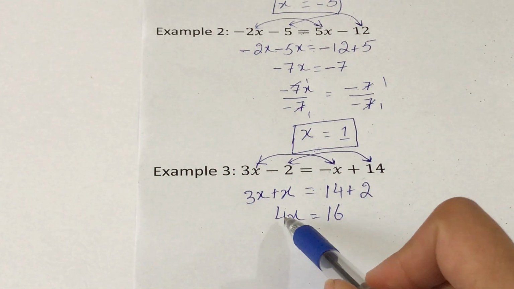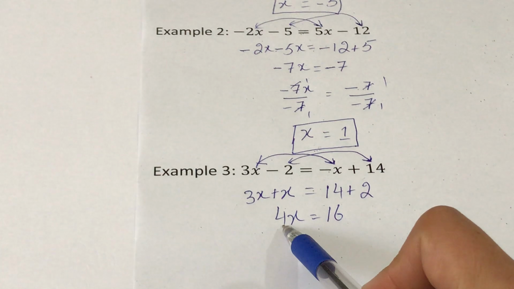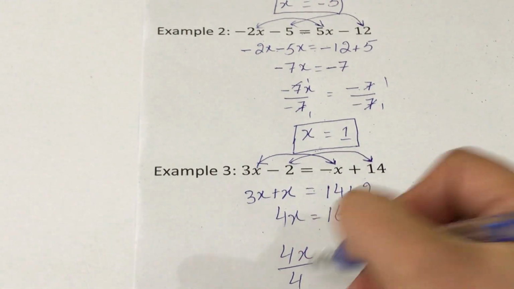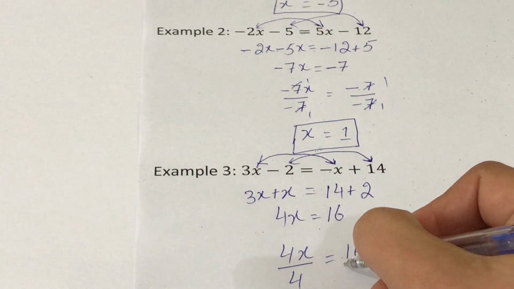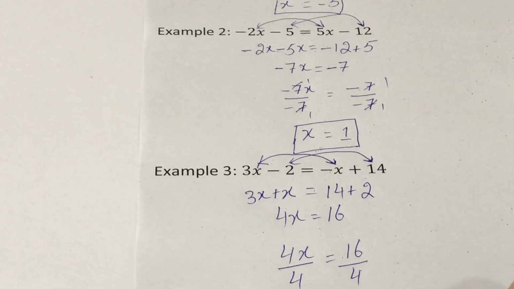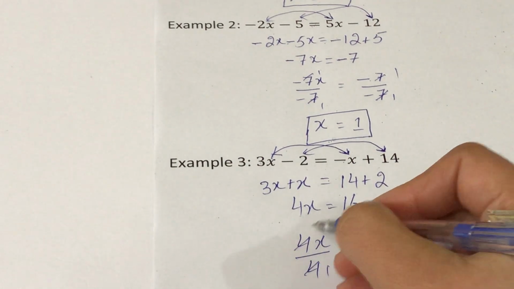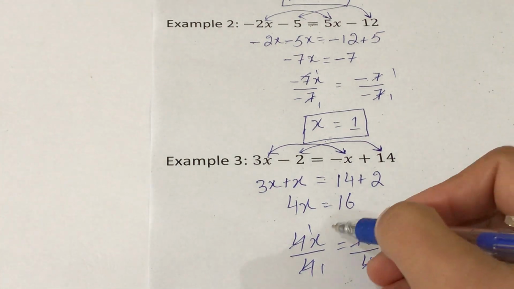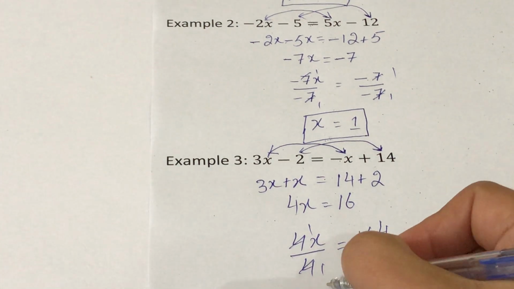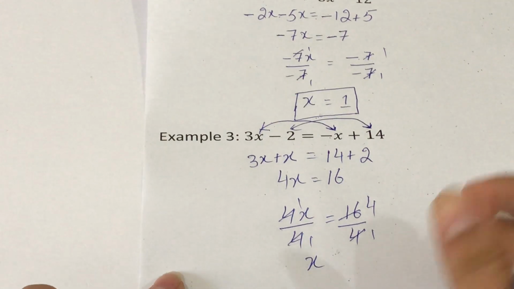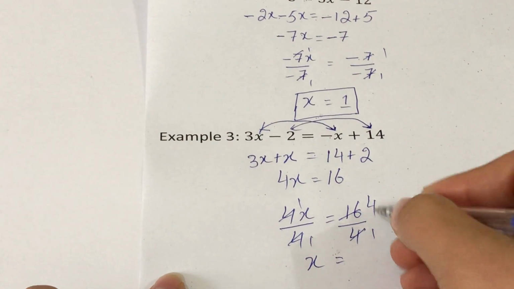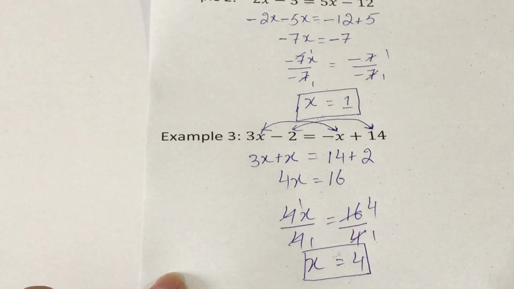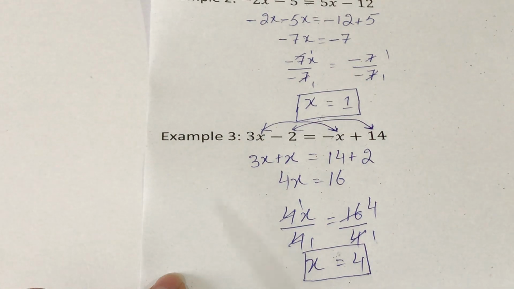Now, next thing, again we have to eliminate the coefficient of the variable. So we will divide both sides by the coefficient, and the coefficient is 4. 4x divided by 4 and 16 divided by 4. 4 ones are 4, and 4 fours are 16. X times 1 over x over 1 is always equal to x, and 4 over 1 is equal to 4. So the value of x in this example is 4.